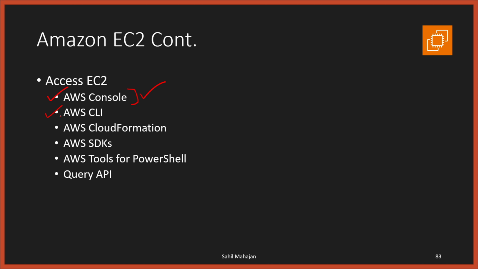You can also access EC2 through the CLI. Again, whatever you can do through the console, you can also do through the CLI. If you are someone who wants to create a template, then you can use CloudFormation. We spoke a little bit about CloudFormation, that it's a template that you can create to deploy your resources. It's a repeatable template, so you can deploy your EC2 again and again. You also have AWS SDKs that can be used. You have a tool called AWS Tools for PowerShell, which is a development tool created by AWS dedicated for PowerShell. And we have another thing called Query API, which can also be used to access an EC2 instance.